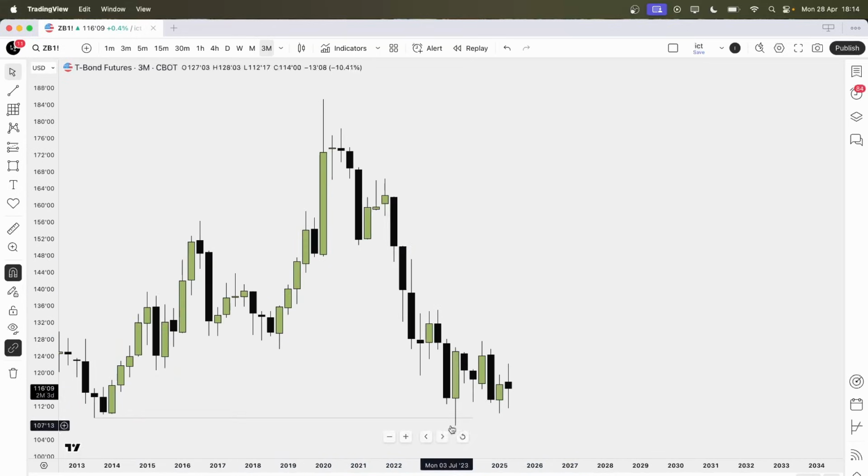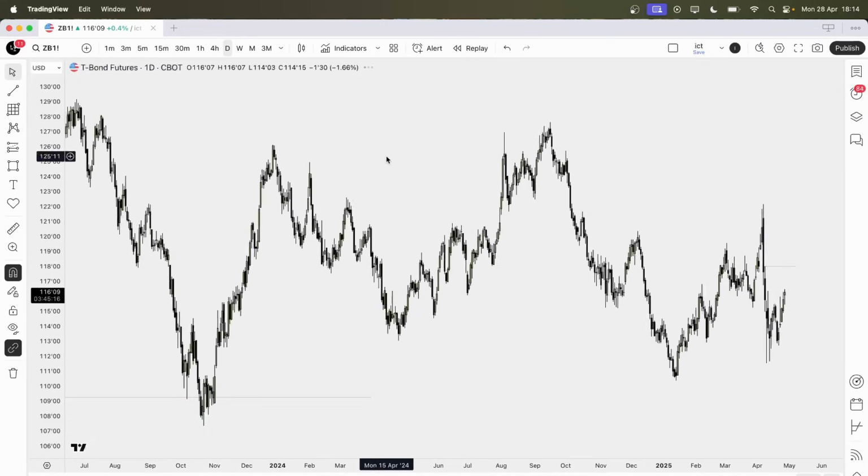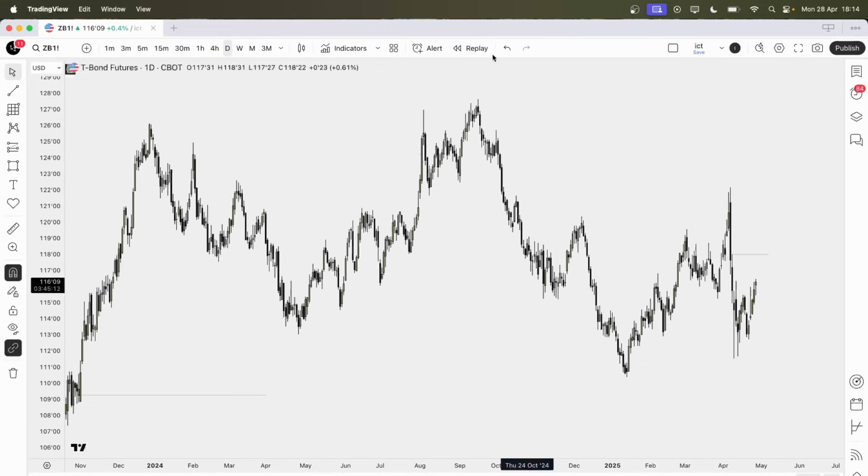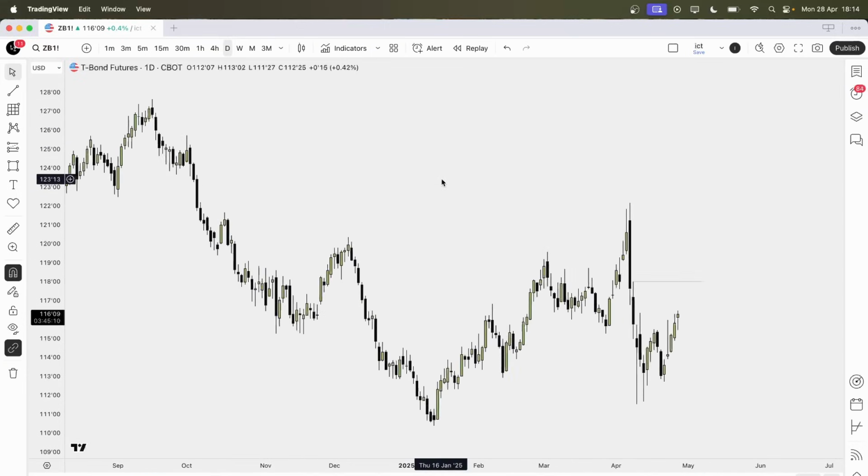Why? Because price is absorbing liquidity. It's not just touching the low and it's gone. It's going back up. That's it. That's not what price does. Price absorbs liquidity. Sometimes for months on end. 2023, for a whole year, we've been absorbing liquidity.